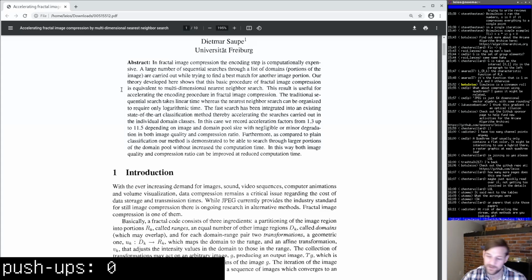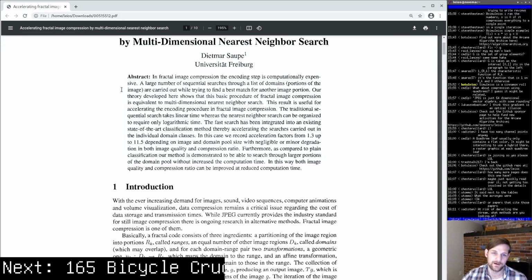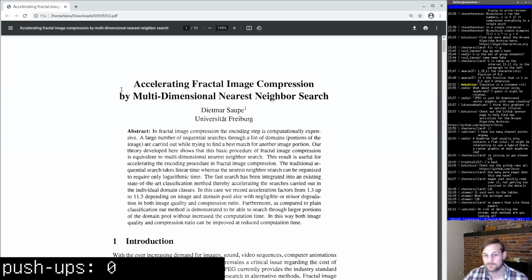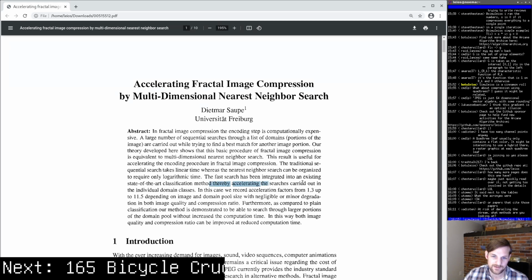Because if you guys remember from maybe an hour ago, this question of how do we tell how far away we are from the Sierpinski triangle really only works assuming that the Sierpinski triangle is a series of lines. If it's a series of points, then the nearest neighbor search would be the naive way to do it. But using a multidimensional nearest neighbor search, kicking it down to logarithmic time, that makes sense. Like, this is almost exactly what we need. The fast search has been integrated into an existing state-of-the-art classification method, thereby accelerating the searches carried out in the individual domain classes. In this case, we record acceleration factors from 1.3 up to 11.5, depending on image and domain pool size, with negligible minor degradation in both image quality and compression ratio.